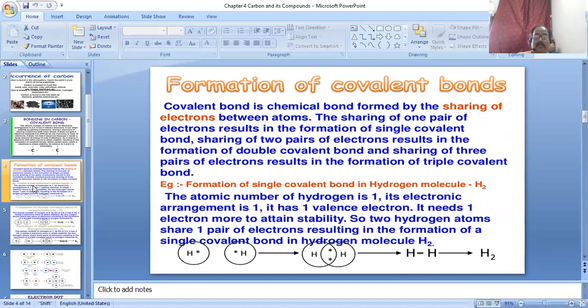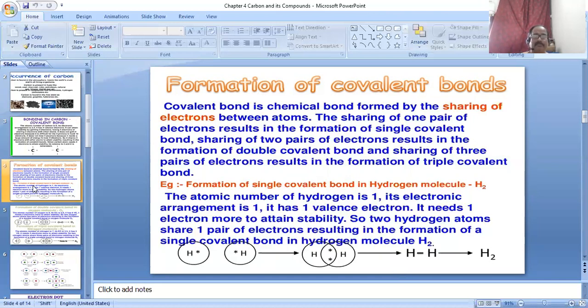In the single case, it is called a single covalent bond. Double means both atoms share two electrons, so it is called a double covalent bond. If both atoms share three electrons, it is called a triple covalent bond. For example, in a single covalent bond, take hydrogen and hydrogen. Two hydrogen atoms combine with each other and make a hydrogen molecule. Here both atoms share a single electron, so it is a single covalent bond.